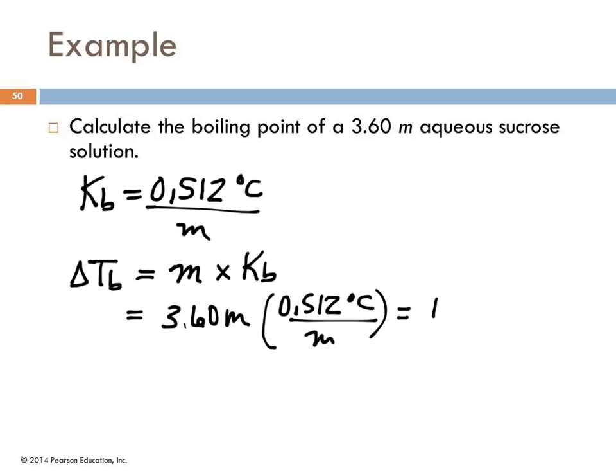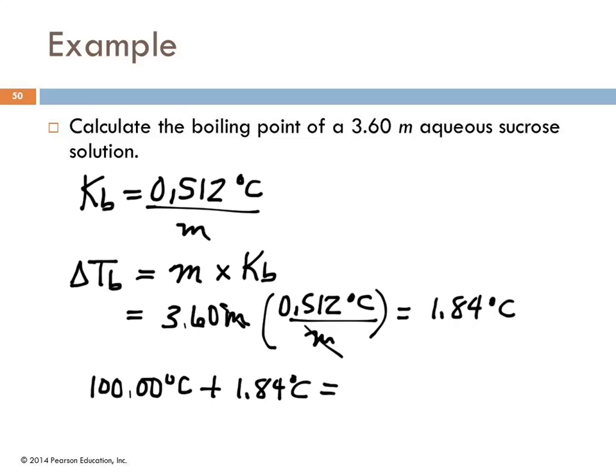1.84. So what is the boiling point then? 101.84. We need to take the normal boiling point and add the change. Because if you stop and think about it with your thinking cap on, you realize, wait, it's going to boil at 1.84 degrees? That's not right. It'll boil in your refrigerator. It's 101.84 degrees Celsius. Any questions?